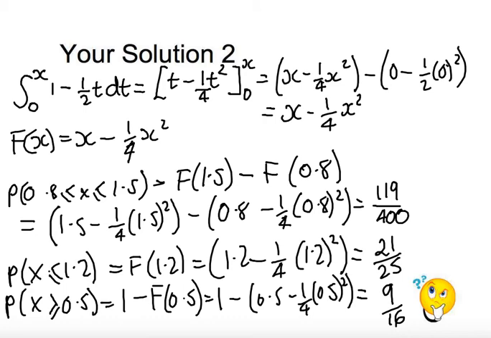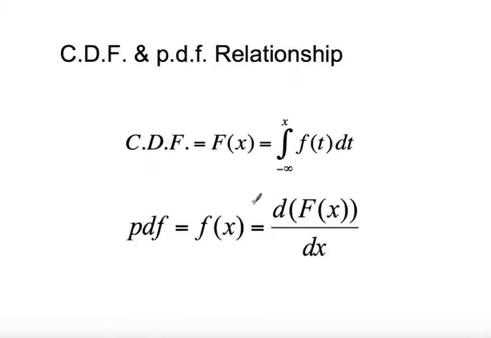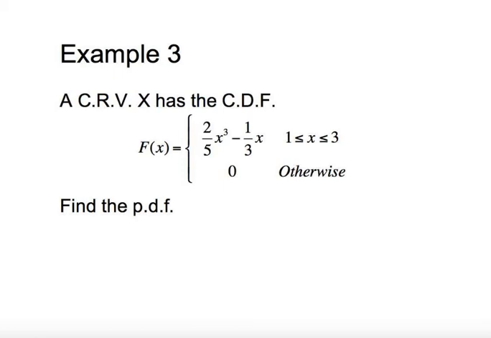Okay, well I hope your answers matched up to what I got and that you've been following the video so far. So there's one final thing to look at. That is the relationship between the cumulative distribution function and the probability density function. The cumulative distribution function is found by integrating the probability density function. The probability density function is therefore found by doing the opposite, which is differentiating the cumulative distribution function. Let's have a look and see what we mean by this.